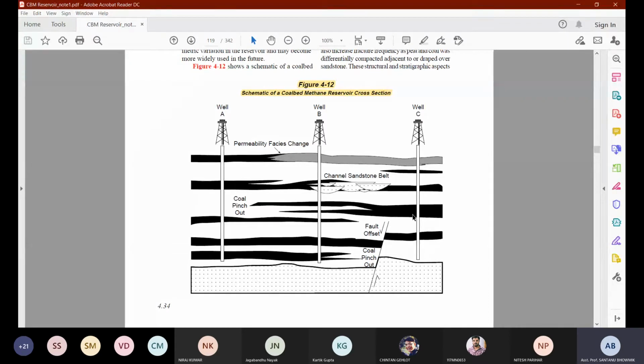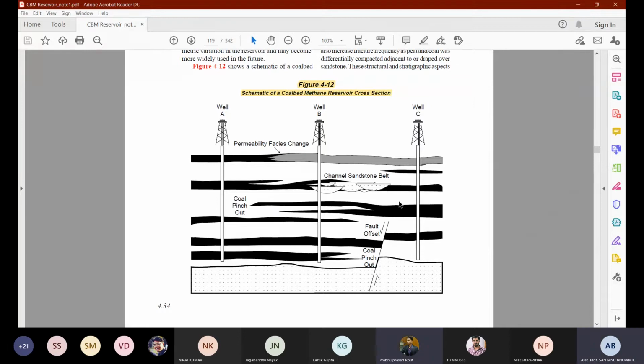As you can see, there is a fault, and on the left side the beds are going down, the right side the beds are going up. Can anybody tell me what type of fault this is? See the figure, and see the fault and the bed separation, the bed movement. Can anybody tell me what type of fault it is? Sir, tensional fault, normal fault, sir.